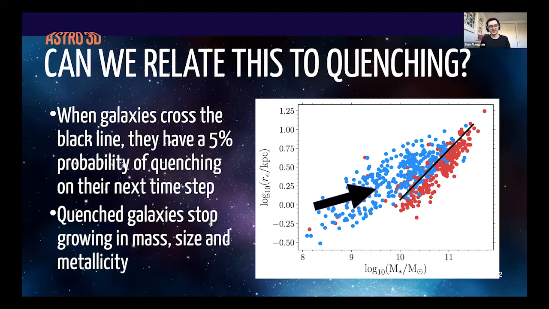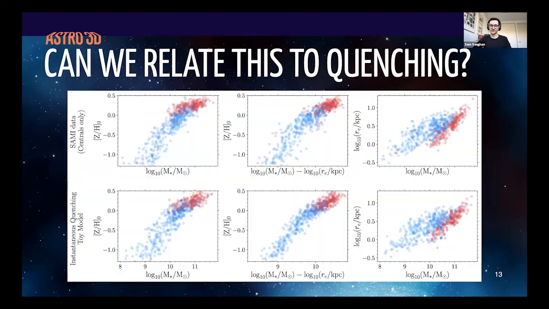For each time step, we draw a random number and see if it's less than 0.05, and if so, that galaxy becomes quenched, and quenched galaxies stop growing in mass, size and metallicity. And if we do that, we get some quite nice results actually.